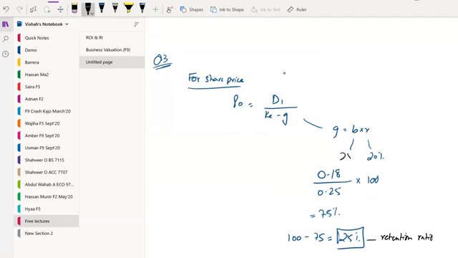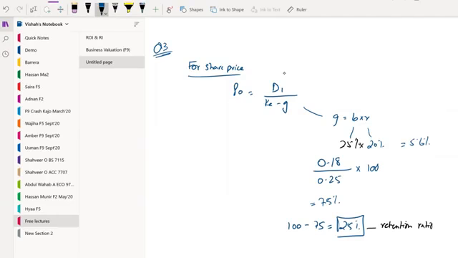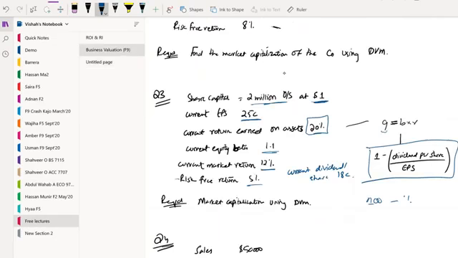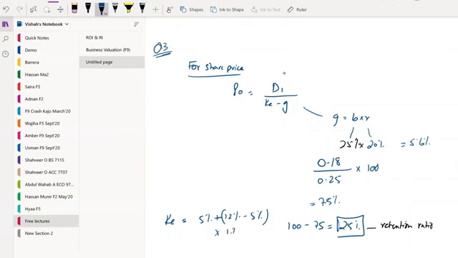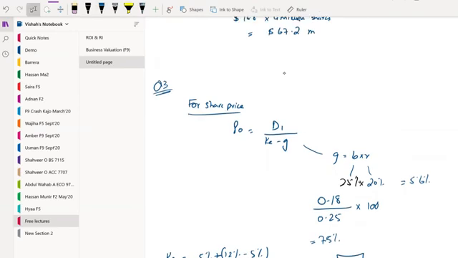So 25% into 20% would give us a growth rate of 5.6%. Now computing the KE, 5% was our RF, 12% was our RM, into beta equity was 1.1. That would give us 12.7% of KE.